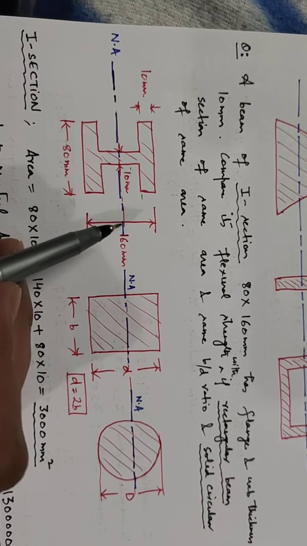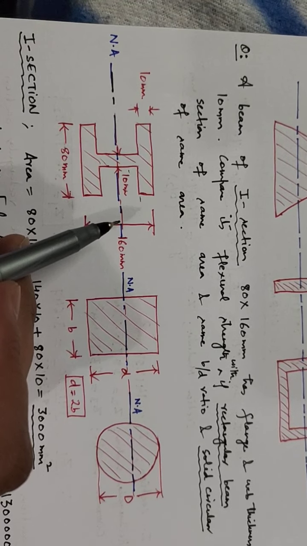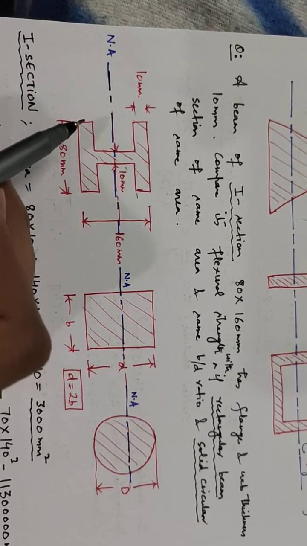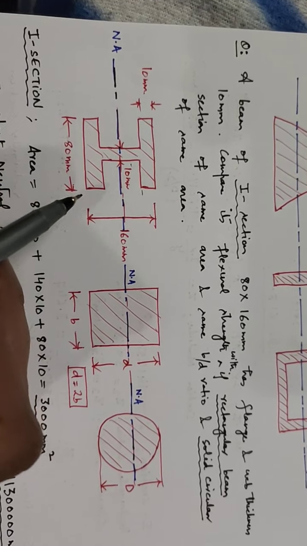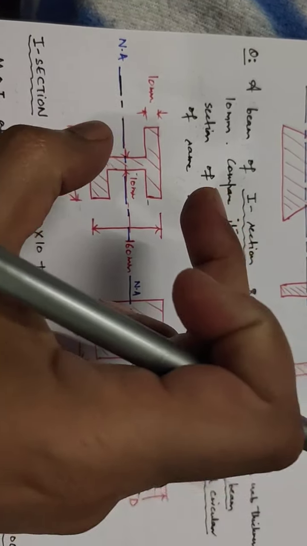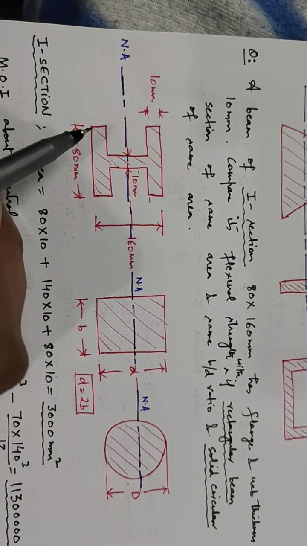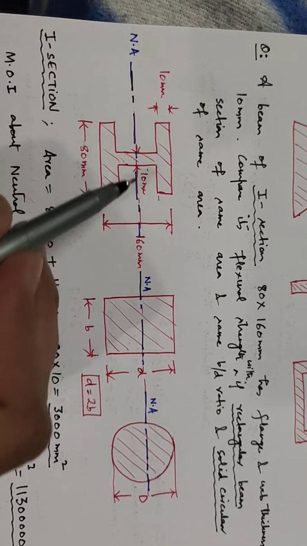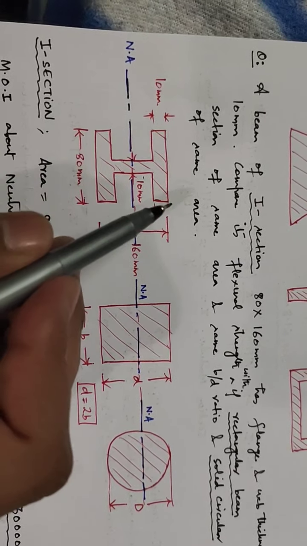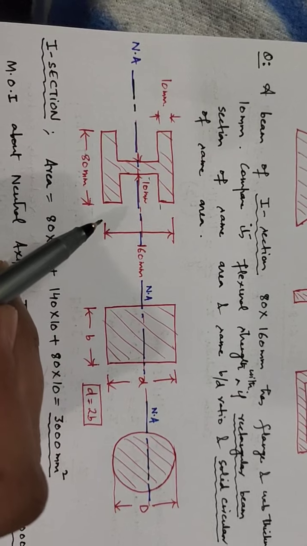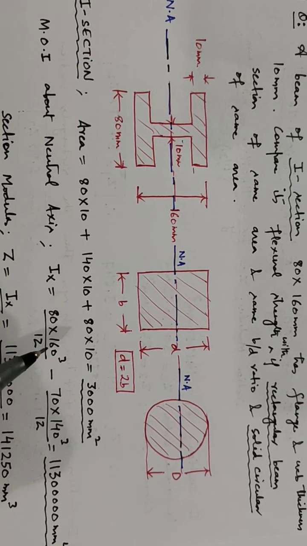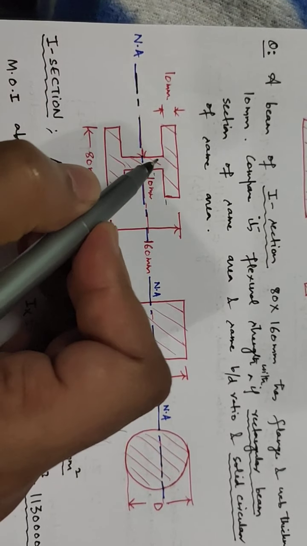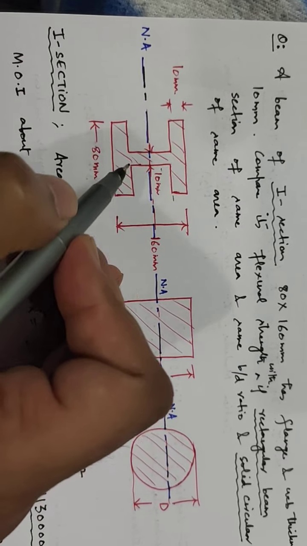Now in this case, the moment of inertia about the x-axis will be simply calculated by taking that this I section is being subtracted from a rectangle. That is, it has been removed from a rectangle of side 80 into 160. Therefore, the moment of inertia of this I section about x-axis will be equal to moment of this rectangle, 80 into 160 cube by 12. We will subtract this portion and this portion moment of inertia.